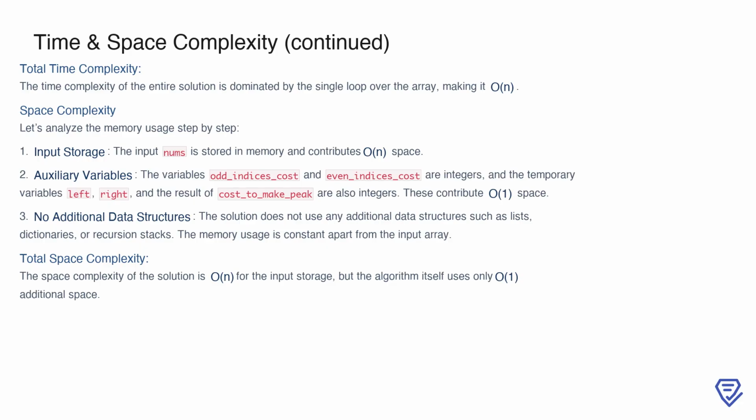Now let's shift our focus to space complexity. The input array nums is stored in memory, which contributes O(n) space. Beyond this, the solution uses a few auxiliary variables like odd_indices_cost, even_indices_cost, and temporary variables such as left, right, and the result from cost_to_make_peak. All of these are integers and take up constant space, contributing O(1) in total. Importantly, no additional data structures like lists or recursive calls are used, meaning the algorithm doesn't require extra memory for intermediate computations. Therefore, while the input storage requires O(n) space, the algorithm itself uses only O(1) additional space, making it very efficient in terms of memory usage.